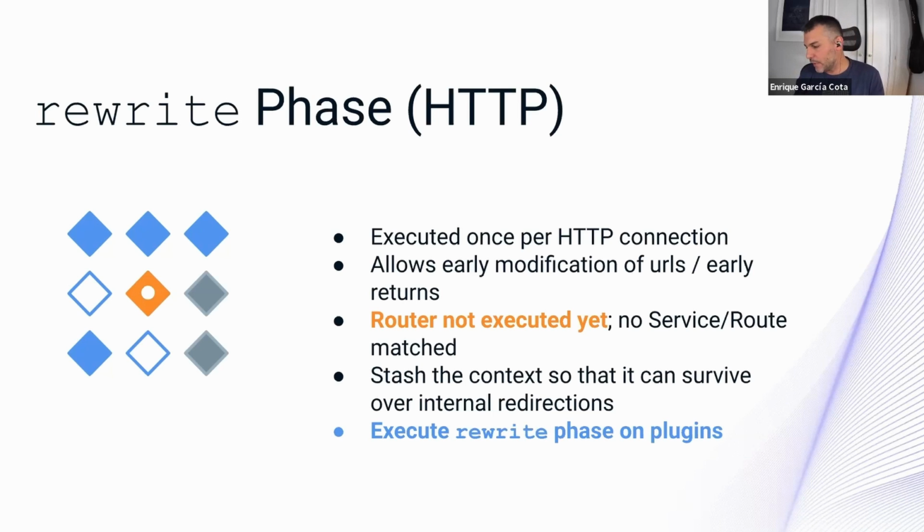For example, if you are sure that your Kong node will only answer to GET requests, you could implement a very simple plugin that on the rewrite phase rejects any non-GET request. This would be a bit more efficient than doing it later because the router won't execute, so it's going to be faster. But that's more or less it.